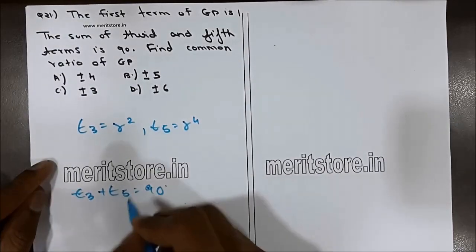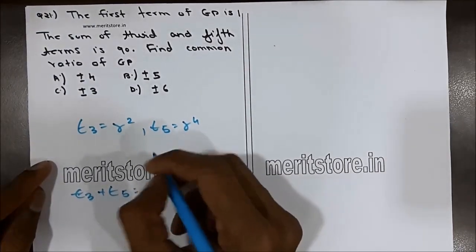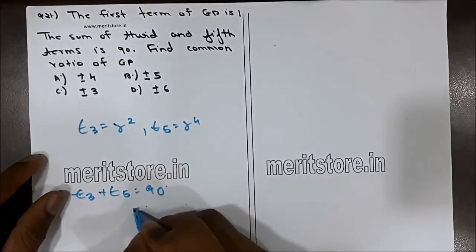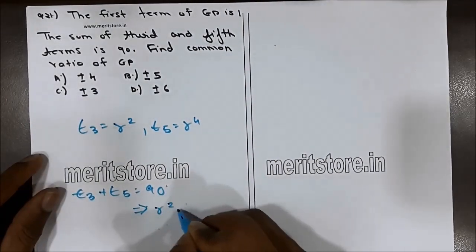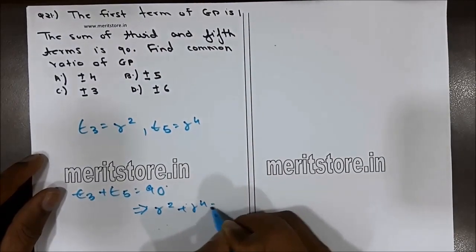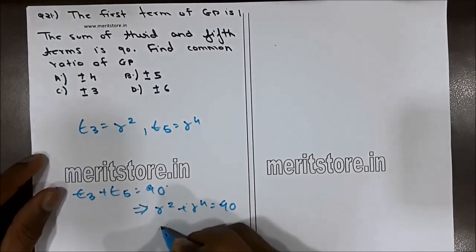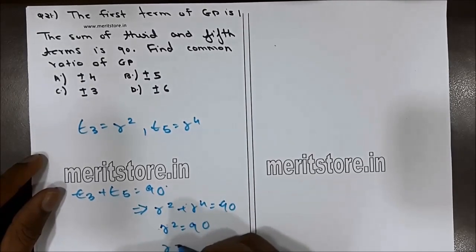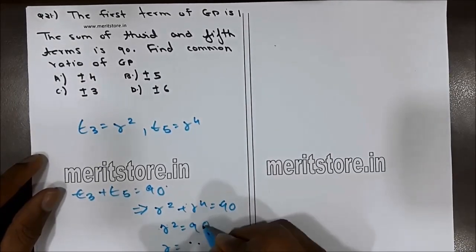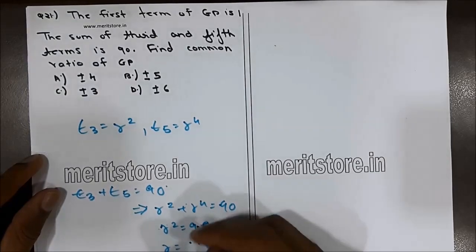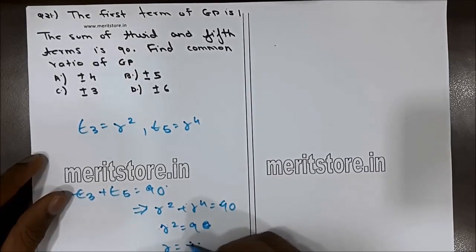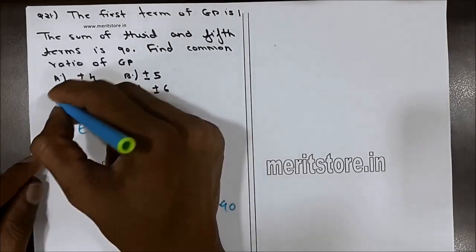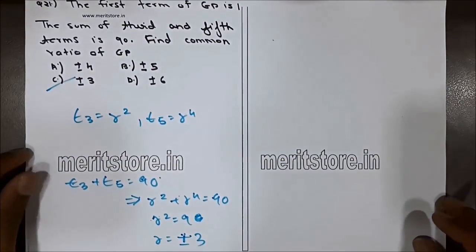We substitute the value of T_3 and T_5, we get r squared plus r raised to 4 equal to 90. We solve this, we get r squared is equal to 9. We take the root, we get plus minus 3. Therefore, r is equal to plus minus 3, which is our option C. Therefore, option C is the correct answer.